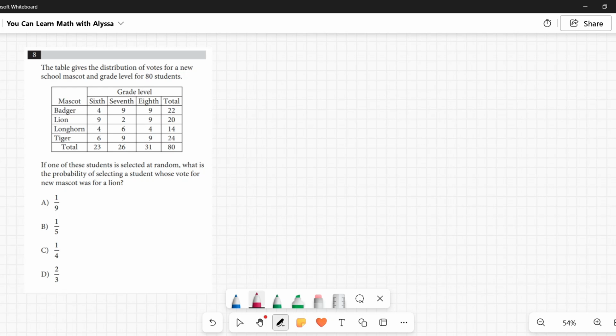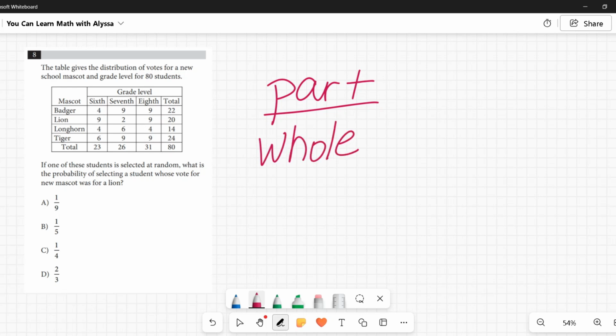Okay, what we want to always do with probability when it's just a straight sort of probability is this: it's the part out of the whole, the smaller group out of the larger group. So what is the larger group? They want to select a student. If one of these students is selected at random, what is the probability of selecting one whose vote was for a lion? So the whole is the total number of students who voted.